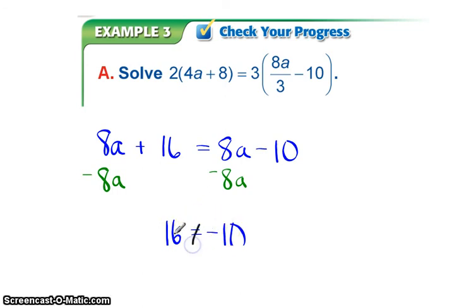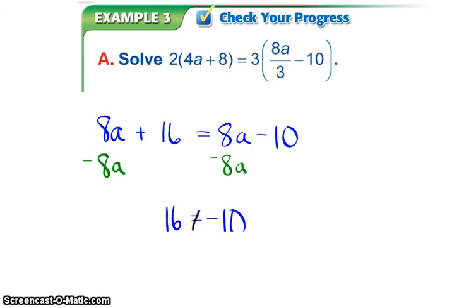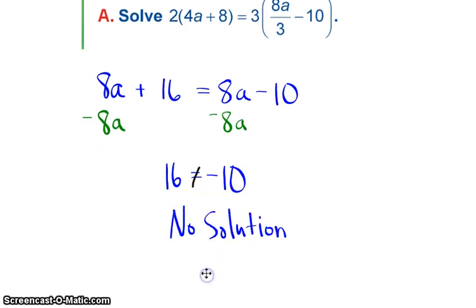Well, we know that's not true. 16 does not equal negative 10. So your answer for this equation would be no solution. Okay? When you subtract your variables out, you get 16 equals negative 10, and that's not true. There's no solution.